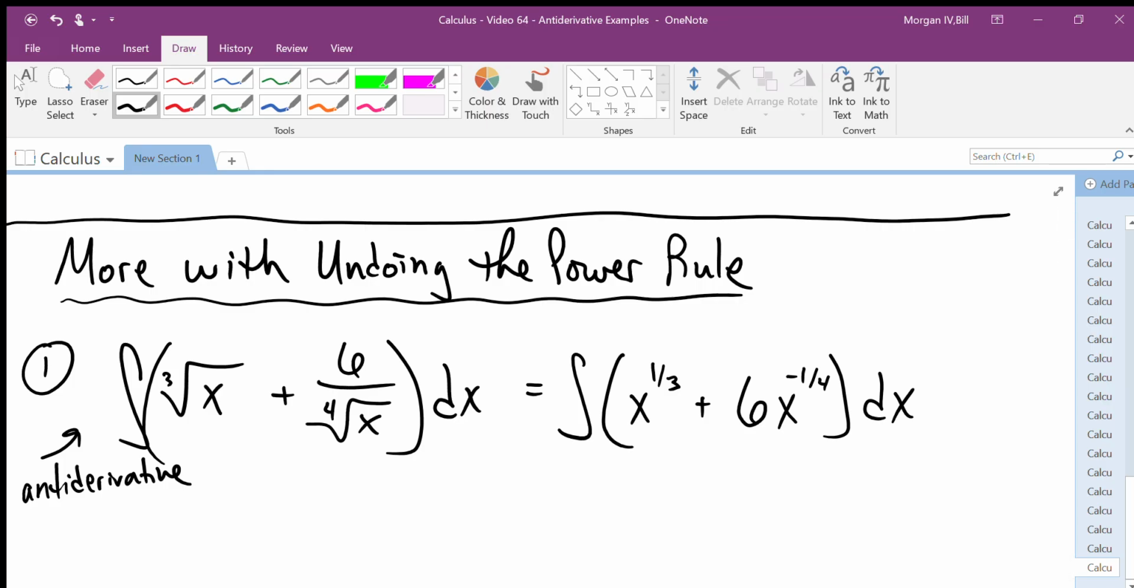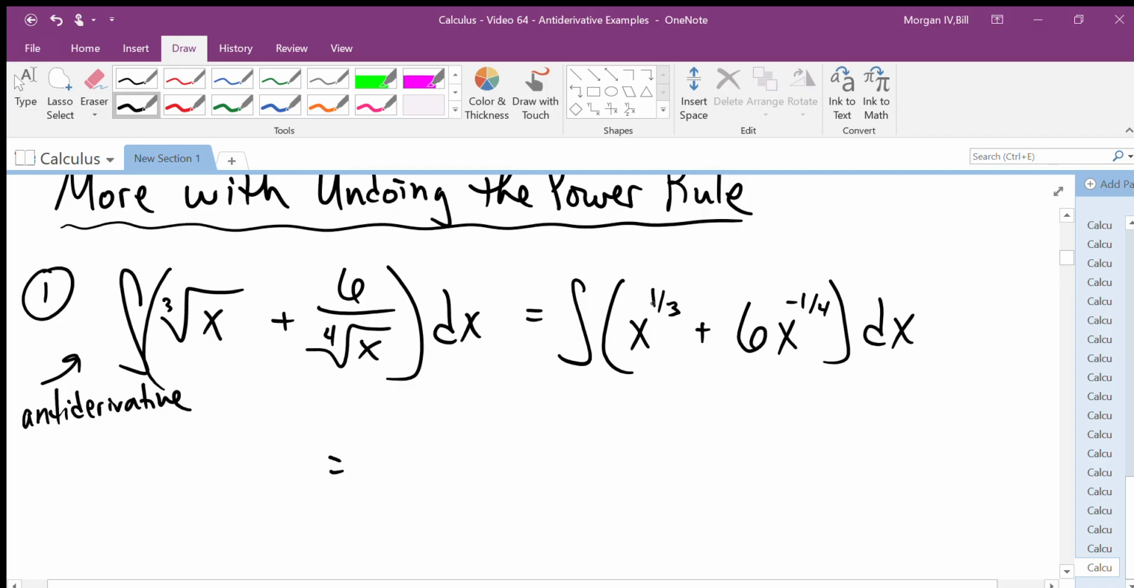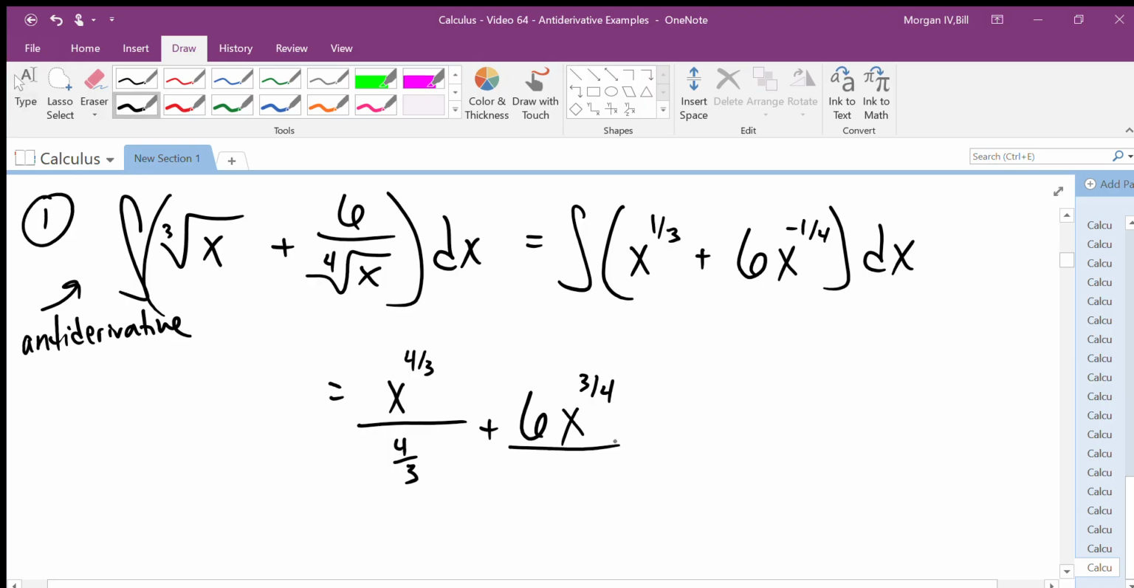All right, so we're going to rewrite these radicals in the rational exponent form. That allows us to now do the power rule. We're undoing the power rule, really, where we're taking each one, we're adding 1 to the exponent to undo the power rule, and then dividing by our new exponent. So it looks something like this. X to the 1/3, add 1 to that, and you get x to the 4/3, and then divide by the new exponent 4/3. Plus 6 times, add 1 to negative 1/4, adding 1 to negative 1/4 gives you 3/4, and then divide by my new exponent 3/4. Don't forget to add the constant of integration c.